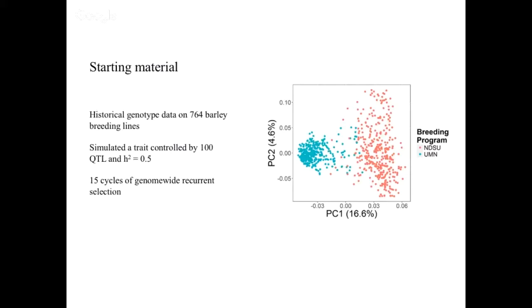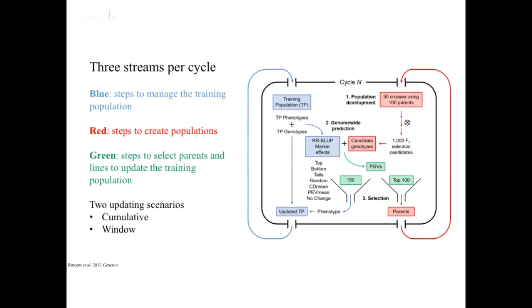These breeding programs are pretty closed, and they tend to make crosses within each program. We simulated a trait that was controlled by 100 QTL and had a heritability of 0.5. And then for each of our simulations, we extended the breeding program out to 15 cycles. This slide here demonstrates the outline of each cycle. And I know that's a lot, but I'm going to break it down.